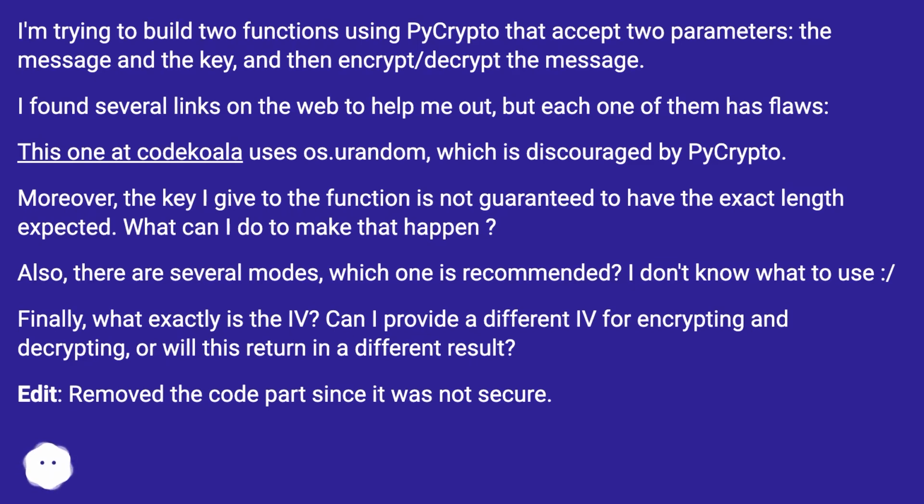has flaws. This one at Coder Koala uses os.urandom, which is discouraged by PyCrypto. Moreover, the key I give to the function is not guaranteed to have the exact length expected. What can I do to make that happen?